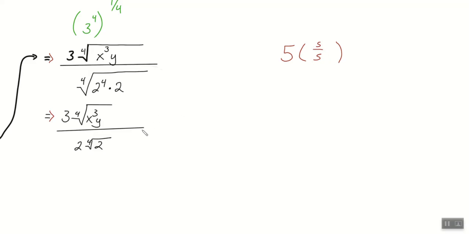Now, if I wanted this radical to be completely gone, right now, what's the power on this 2? It's a 1. But if I wanted to be able to take the 4th root of what's left in here, I'd have to get rid of it. Do you guys agree? So there's 2 ways we can think about this. We're just going to check.